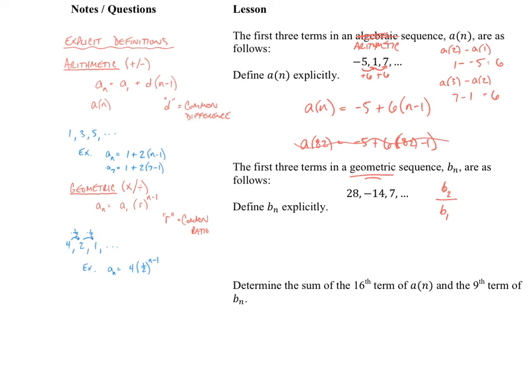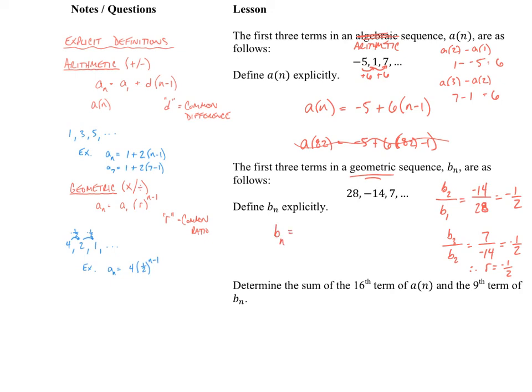So here, just to check to see what that common ratio is, I'll do the same thing. Negative 14 divided by 28 in this case is negative 1/2. And just to check to make sure that it is a common ratio and that carries throughout the rest of the sequence, I'll check my third term divided by my second. And that's also negative 1/2. So this shows me that the common ratio is negative 1/2, right? Therefore, I know R. And so I can use my explicit definition formula here, the one that we were given, but I have to make sure that I call this B sub n.